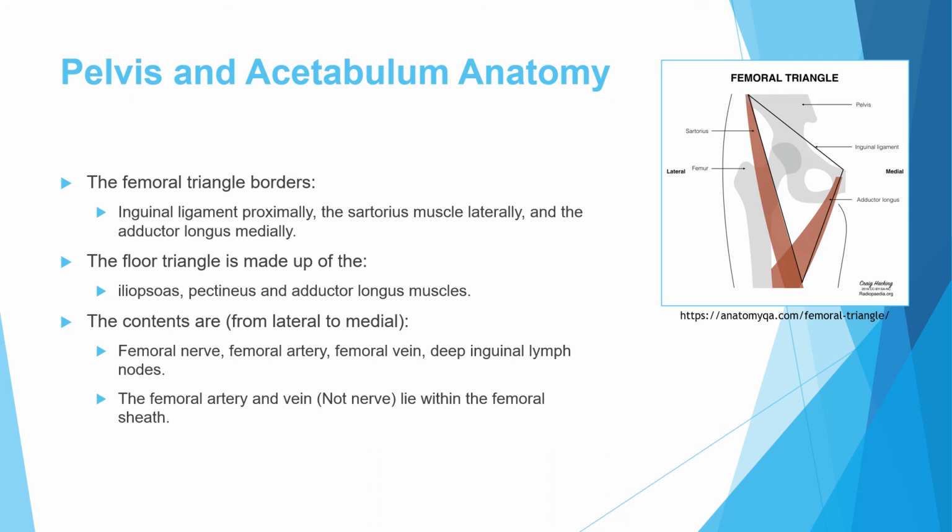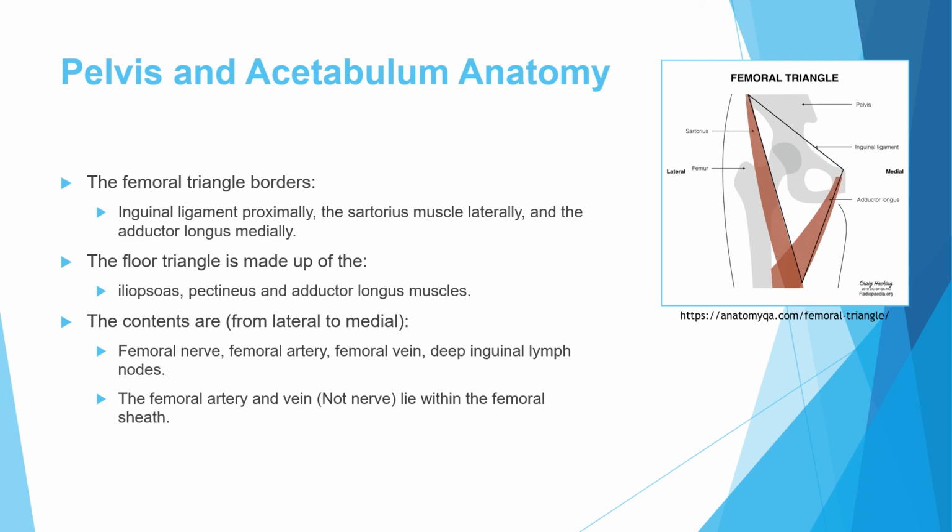Now, the floor itself is the iliopsoas muscle, followed by the pectineus muscle, followed by the adductor longus muscle. If you notice, the adductor longus is part of the border and part of the floor, because the border is actually the medial border of the adductor longus, and the muscle itself is part of the floor. So the floor is iliopsoas muscle, pectineus muscle, and adductor longus muscle. Borders: inguinal ligament, adductor longus, and sartorius.